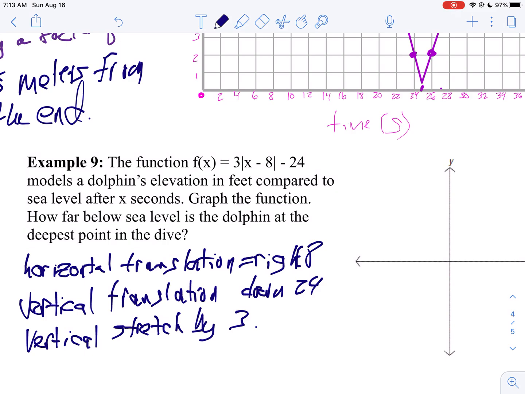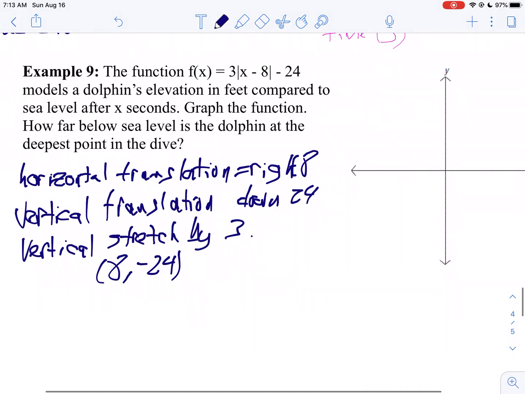So your vertex is over 8 and down 24. That answers the question: how far below the sea level is the dolphin at its deepest point? Well, it's 24 meters below the sea level.